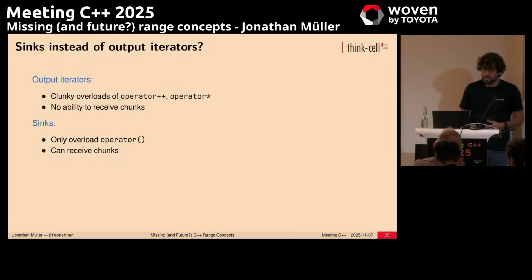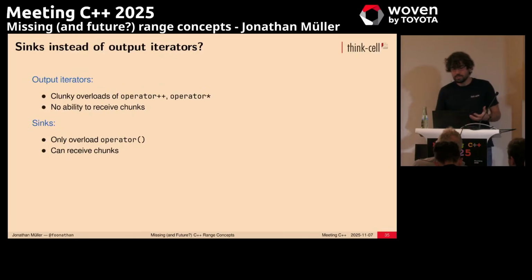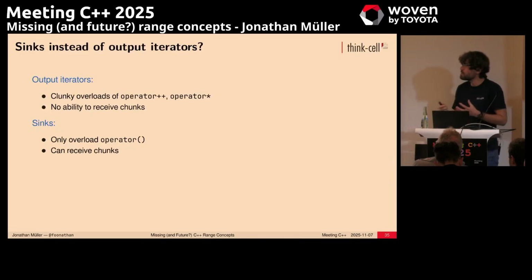And so sinks are the superior output iterators, right? Like output iterators are kind of clunky. They have this operator plus plus and the operator star overloads, and they have no ability to receive chunks. A sink is just a function object that takes a single value, and optionally, you can opt in to receive particular chunks.